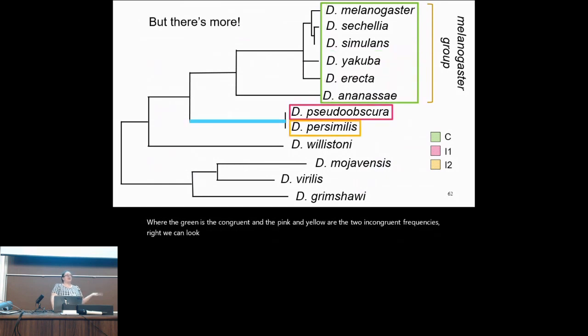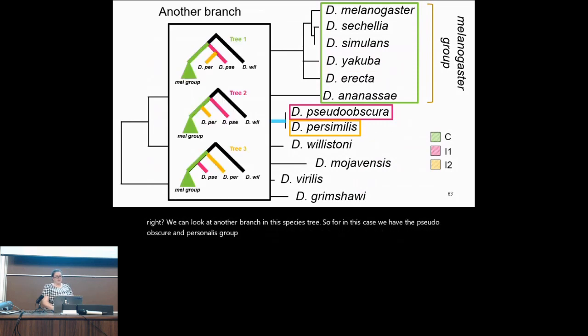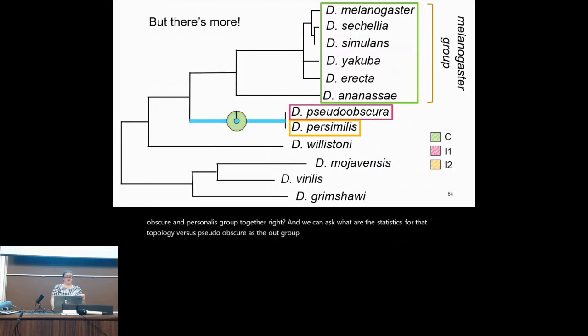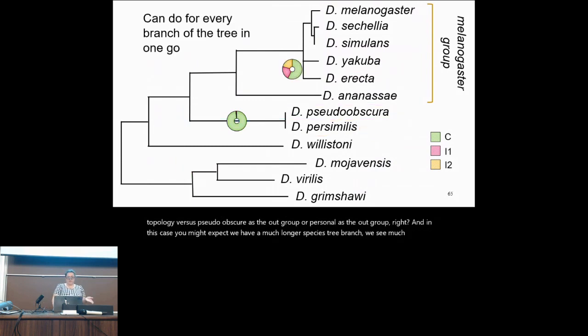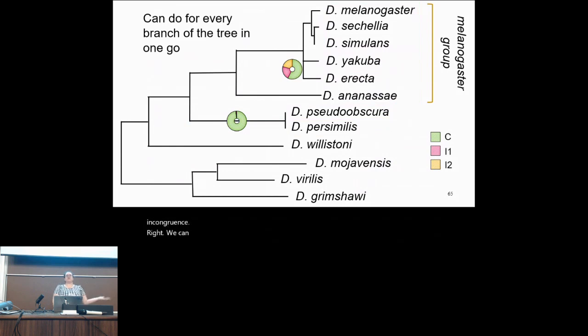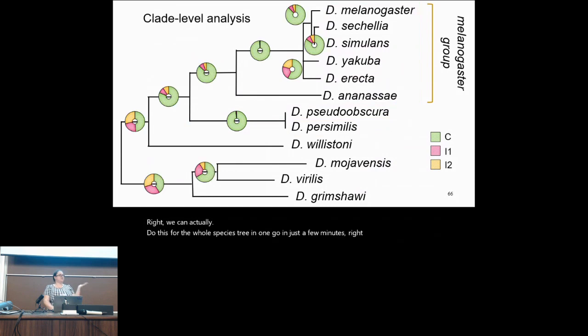Right, we can look at another branch in this species tree. So in this case, we have the pseudoobscura and persimilis group together, right? And we can ask what are the statistics for that topology versus pseudoobscura as the outgroup or persimilis as the outgroup, right? And in this case, you might expect we have a much longer species tree branch. We see much more incongruence, right? We can actually do this for the whole species tree in one go in just a few minutes, right? And we can get the statistics for everything.